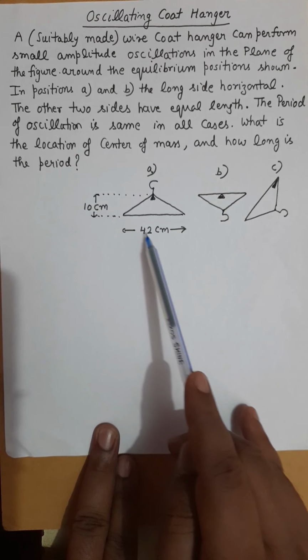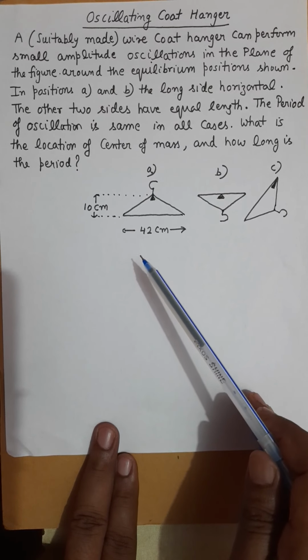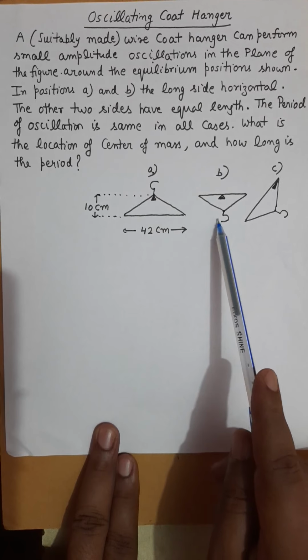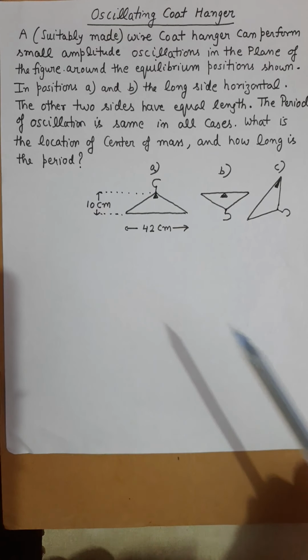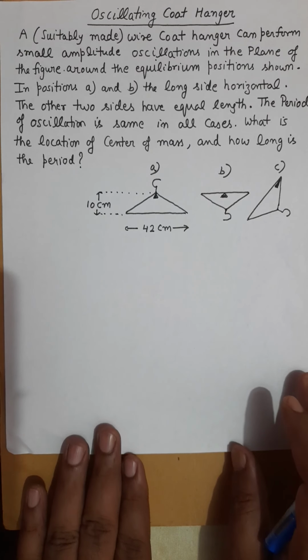Apart from these two distances, we don't have any other information, except the fact that the oscillation time period is identical in all three cases, right? And we have to find that time period. And also we need to find the location of the center of mass of the coat hanger. Regarding masses, nothing else is given. The mass of the object is not given, right?